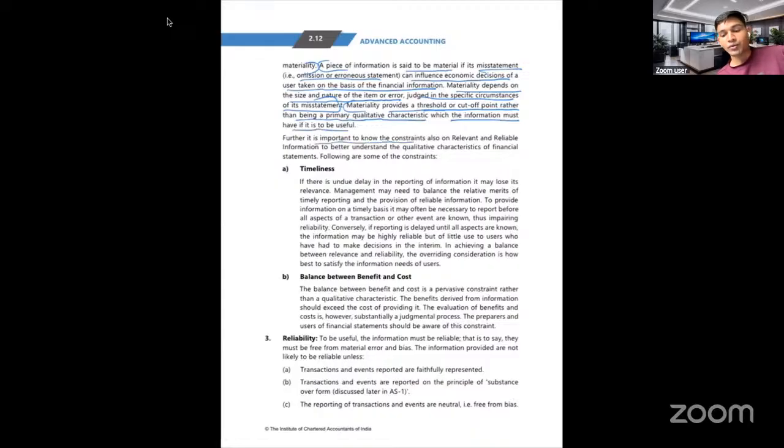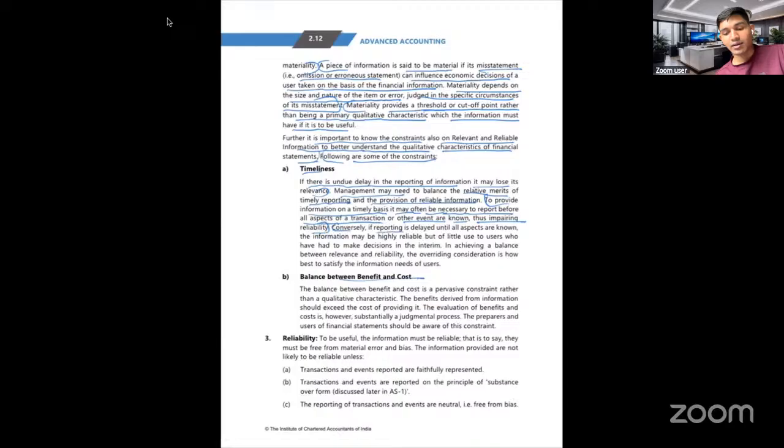Further, it is important to know the constraints on relevant and reliable information to better understand the qualitative characteristics of financial statements. Following are some constraints: timeliness, and balance between benefits and cost. Timeliness. If there is undue delay in the reporting of financial information, it may lose its relevance. The management may need to balance the relative merits of timely reporting and the provision of reliable information. To provide the information on a timely basis, it may often be necessary to report before all aspects of the transactions and other events are known, thus impairing reliability.